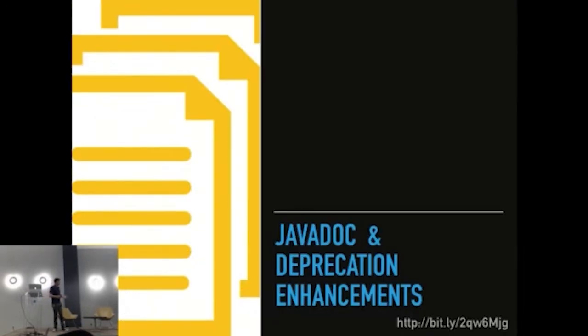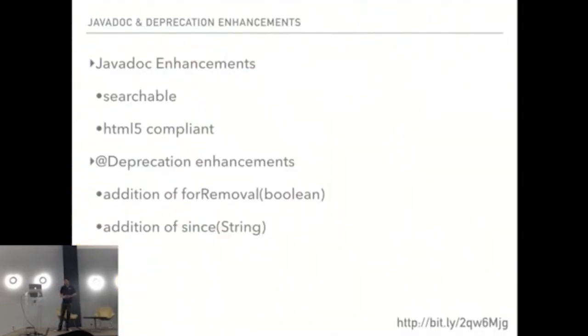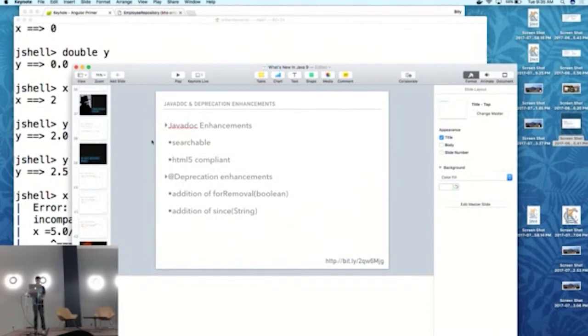We finally made it to the most important part of the presentation, documentation. There are some Javadoc enhancements. They're now searchable, and they are also HTML5 compliant, and also deprecated has been enhanced with forRemoval and since, and we can just take a quick look at that.